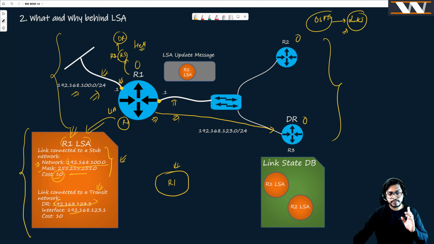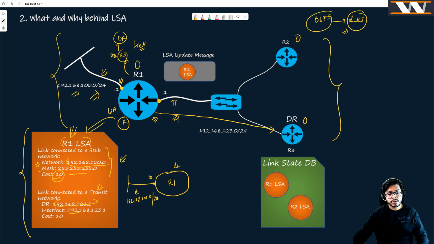But you are pretty sure that this router is connected to a stub link, which is having 192.168.100.0, and the mask configured on this is 24. It is as simple as that. And the cost is 10.